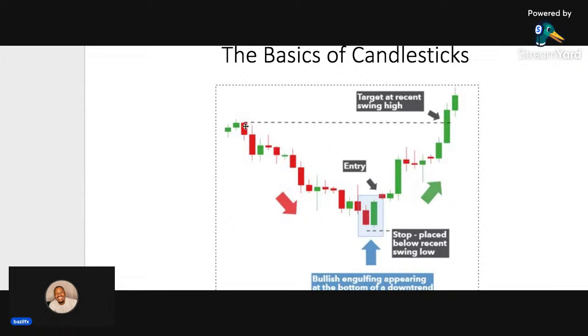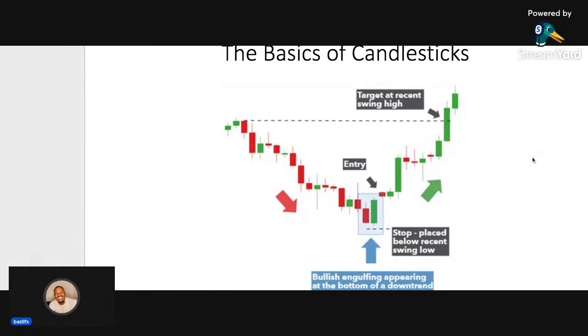Then our target is just a zone that has been strong, like this zone up here. This is a strong zone, so I can put my take profit here. This is a bullish reversal pattern to the upside. It's made of a small red candle and a big green candle.